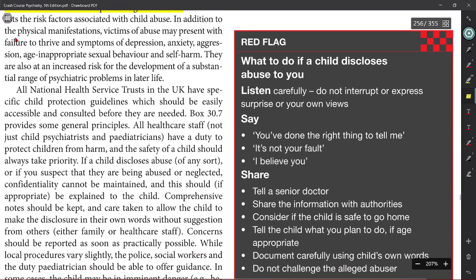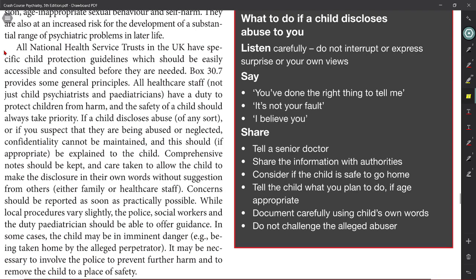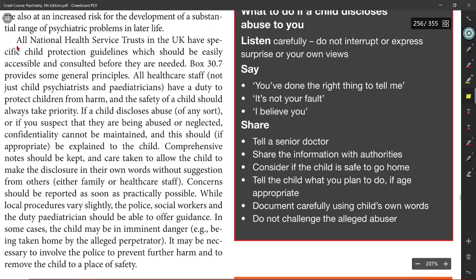In addition to the physical manifestations, victims of abuse may present with failure to thrive and symptoms of depression, anxiety, aggression, age-inappropriate sexual behavior, and self-harm. They are also at an increased risk for the development of a substantial range of psychiatric problems in later life. All National Health Service trusts in the UK have specific child protection guidelines, which should be easily accessible and consulted before they are needed.